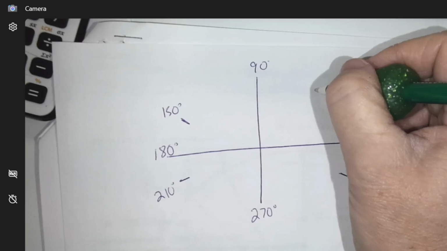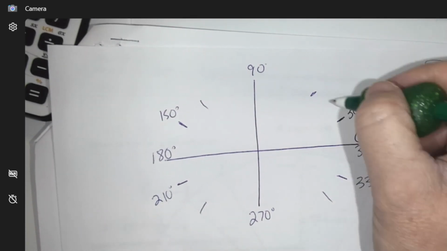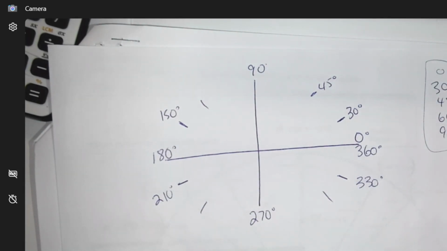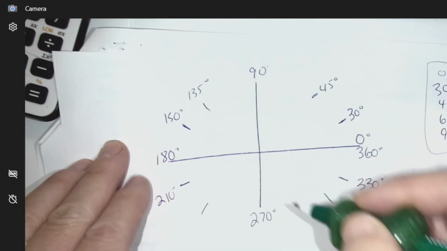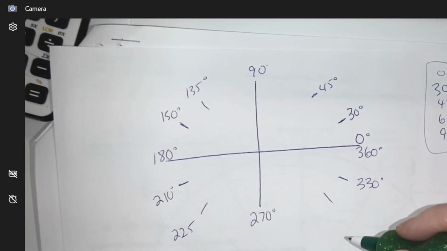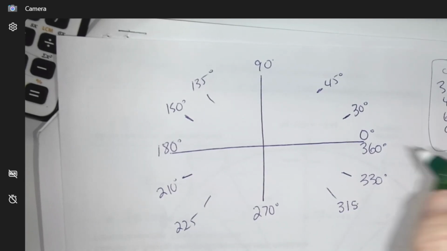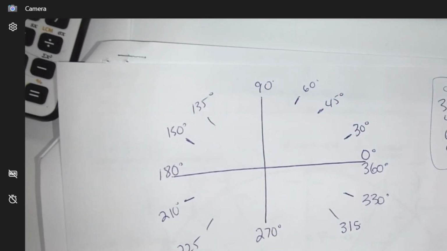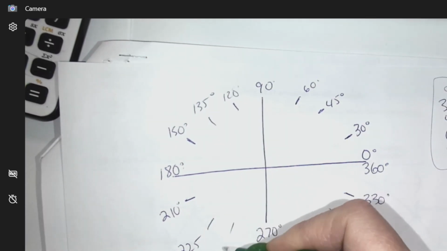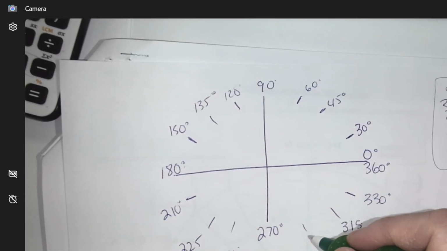Okay? Then 45 sections of each quadrant. So this would be 45. What's 45 lower than 180? 135. 45 more than 180? 225. 45 smaller than 360? 315, yeah. Okay, and then the 60 degrees, so 60 less than 180, 120, 180 plus 60, 240, and then this would be 360 minus 60, so 300.